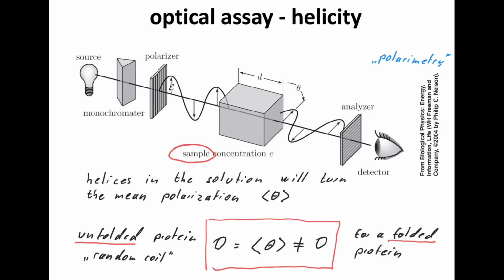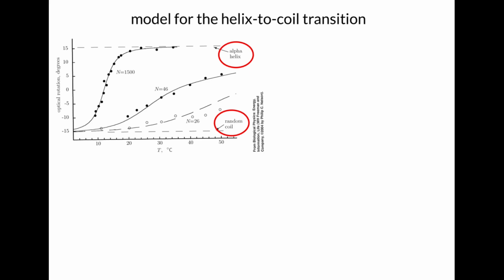Now let's look at a different experimental realization as compared to that of Anfinsen's experiment. Here you see how the mean polarization in a sample is changed as a function of the temperature. At low temperature, the mean polarization angle is small, and at high temperature, it even turns sign and goes to a higher value. Whereas for the random coil, so this is a protein that does not fold at all, the polarization will just stay and is independent of the temperature.